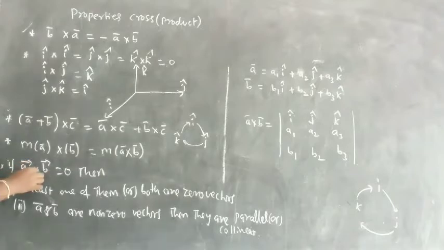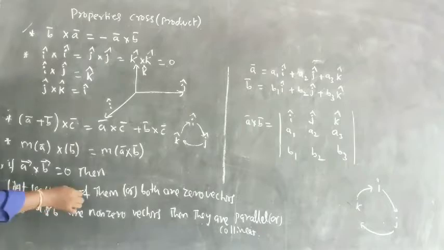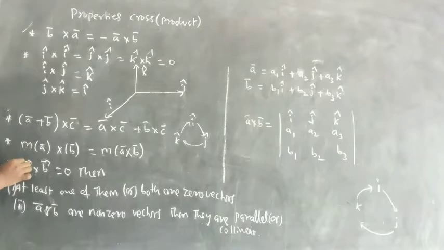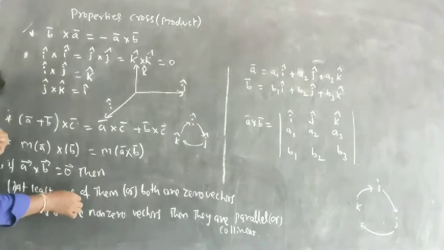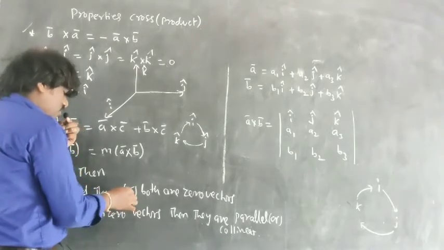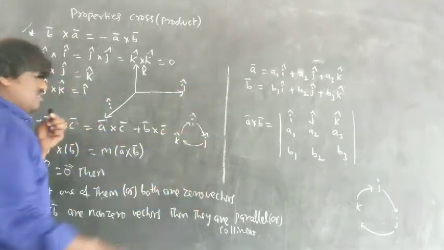If A vector cross B vector is 0, then what can we say? Either A vector is 0 or B vector is 0. At least one of them is 0 or both are 0. A cross B will be the 0 vector when any one of them is a 0 vector or both of them are 0 vectors.